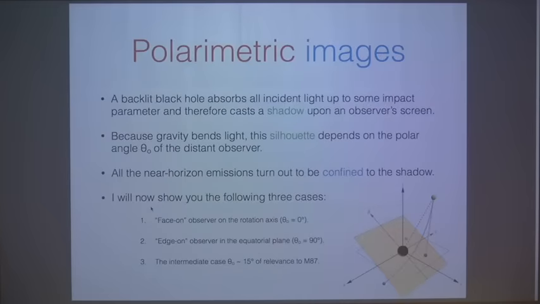The one thing you need to know is that a black hole, when it is backlit, like any object, will cast a shadow, but because gravity bends light, the shadow can be really quite funny, and so you get some wacky results. And I'm going to show you very briefly three cases, which are very different, and if you want to see more selfies, you can look at my poster.